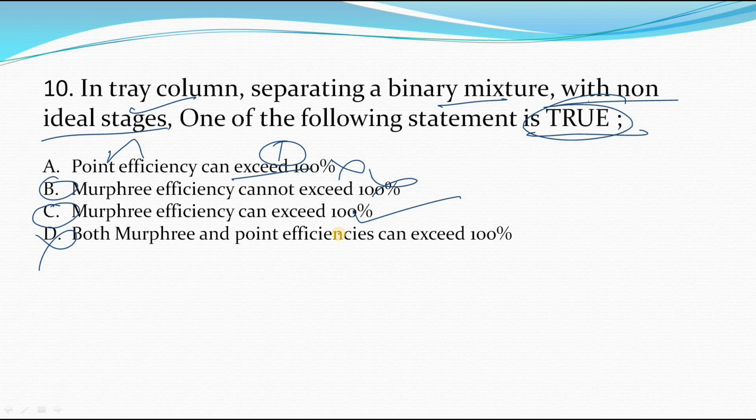Okay, why will C be the right answer? There is a reason behind it. When our liquid mixture is not well mixed, the liquid leaving the tray is small. That's why the Murphy efficiency can exceed unity, or 100%. Okay, so the 10th question is completed.